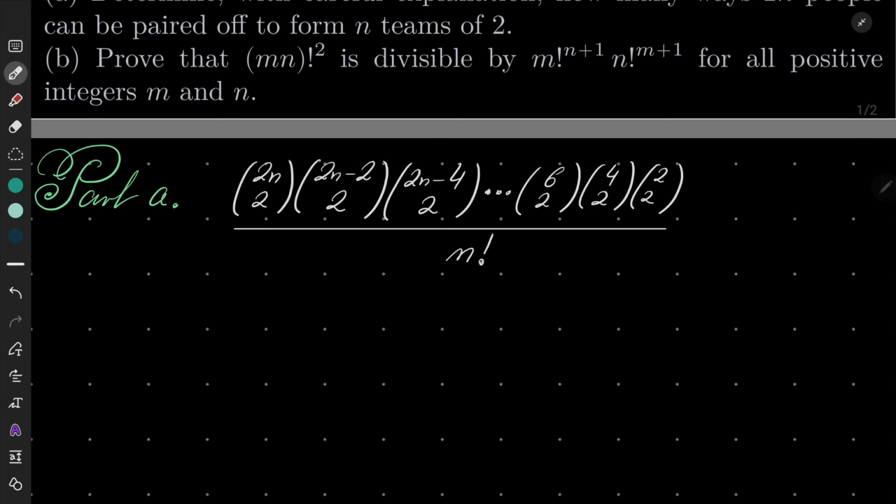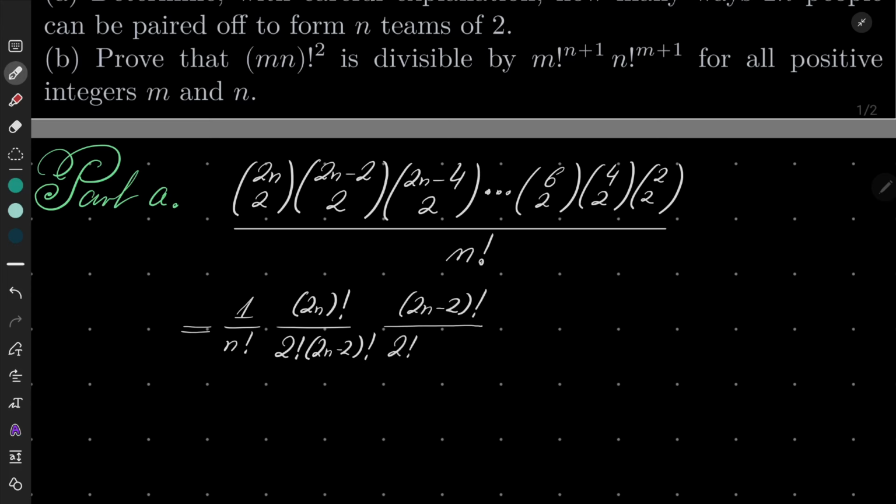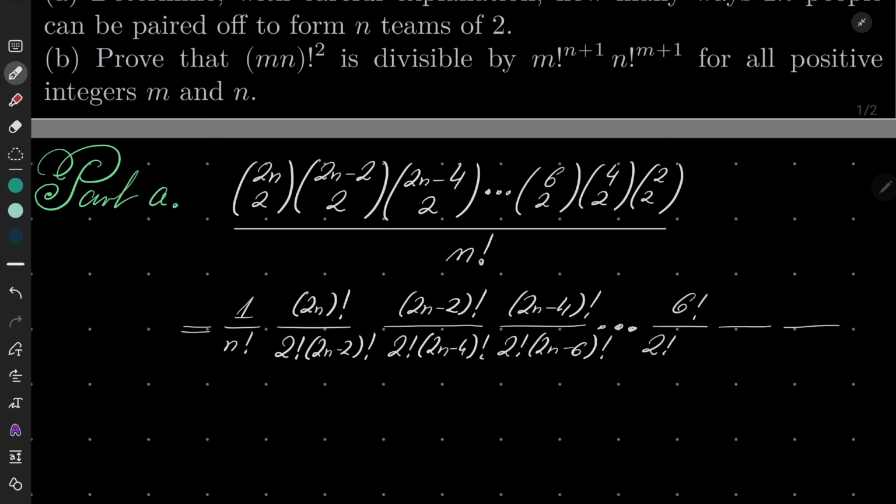And now I wish to simplify my result. How to do it? Well, I will take 1 over n factorial in front, and I wish to change every binomial coefficient into a fraction. So the first binomial coefficient is (2n)! over 2! (2n minus 2)!. The second one is (2n minus 2)! over 2! (2n minus 4)!. The third one is (2n minus 4)! over 2! (2n minus 6)!, and so on. The last three are 6! over 2! 4!, 4! over 2! 2!, and 2! over 2! 0!. Very well.